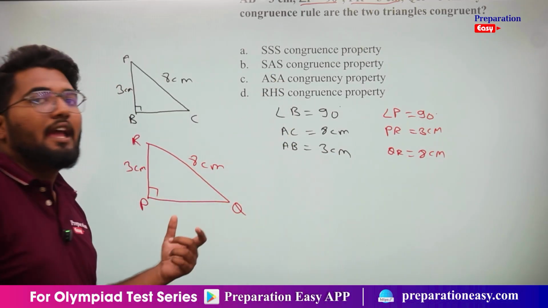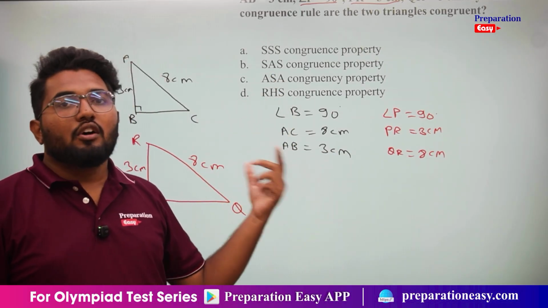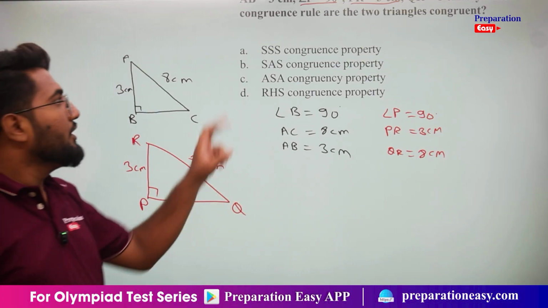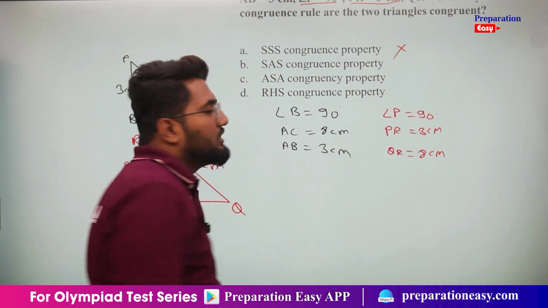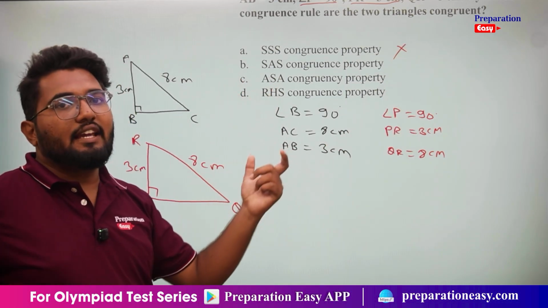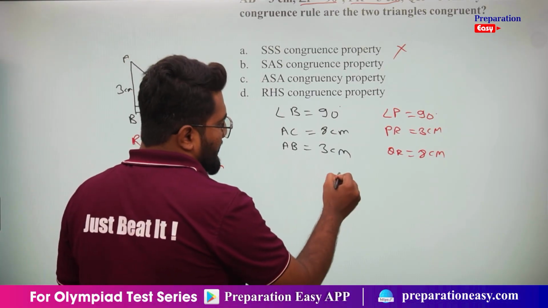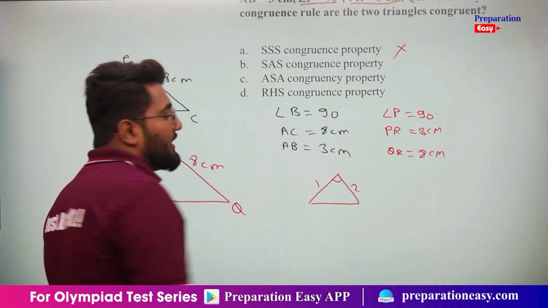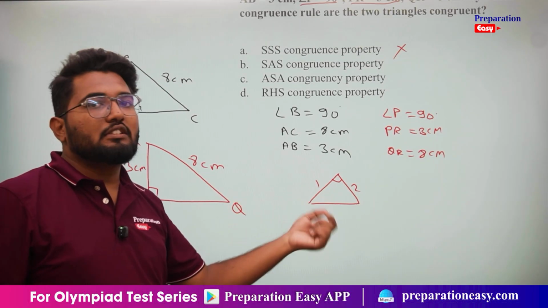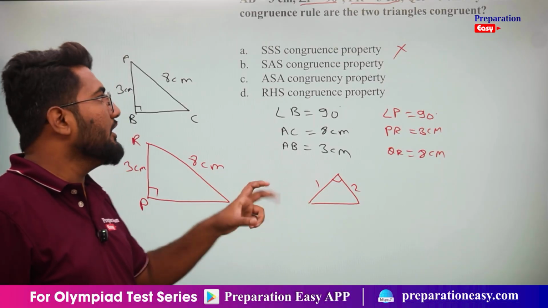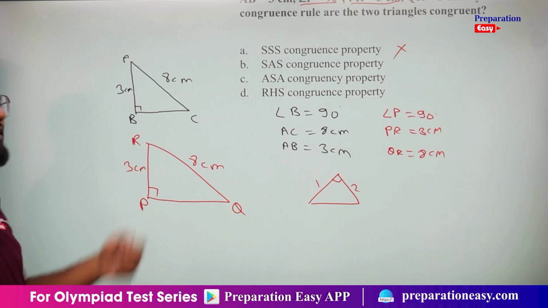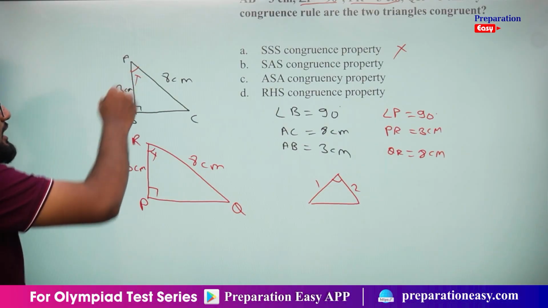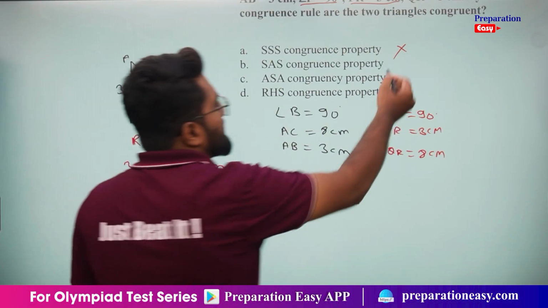First one is SSS. SSS stands for side, where all three sides should be equal to the next triangle. But here we don't know the third side, so this congruency test falls here. Then second is SAS. For SAS, if these are two triangles, first side, second side and the angle between them, the angle between the two sides should be equal. But here the angle is not in between two sides, so this will also be false.